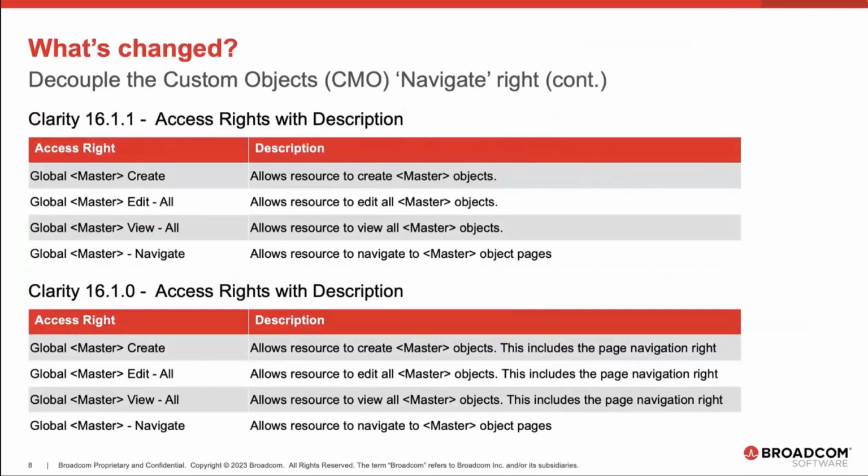Continuing with the decoupling of that custom object navigate right topic, these tables simply show that the navigation right has been removed from the individual custom object view, create, or edit rights. Administrators now have the capability to control which users can navigate to custom object instances, the modern UX custom object tile page, and the classic home menu links.